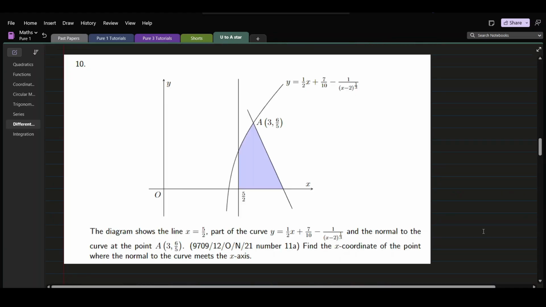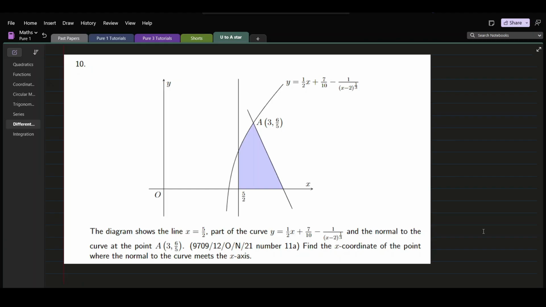Now let's look at this question. The diagram shows the line x is equal to 5 over 2, part of the curve y is equal to half x plus 7 over 10 minus 1 over x minus 2 to the power 1 over 3, and the normal to the curve at the point A, 3, 6 over 5. Find the x coordinate of the point where the curve meets the x-axis. So we want to find the x coordinate here.